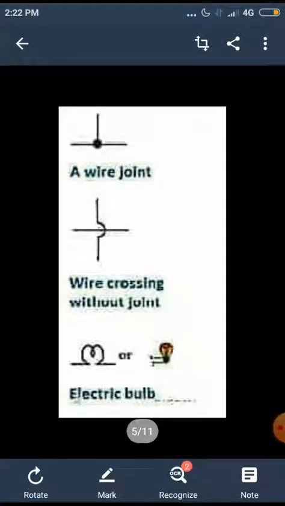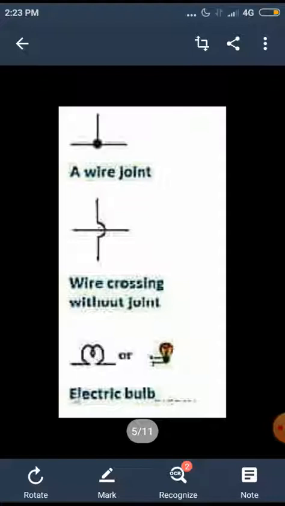Now, you can see three symbols here. The first one is of a wire joint. When you're making a circuit, you use connecting wires. In case you take two connecting wires and join them, you're trying to bind them together, then the wire joint is represented as the way shown in the slide.